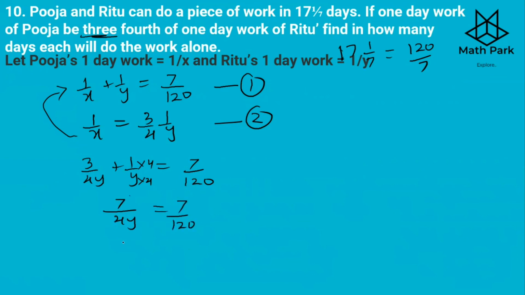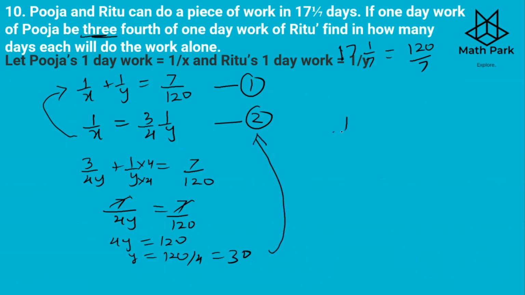So the 7 cancels from here. We get 4y is equal to 120. We get y is equal to 120 divided by 4, which is 30. Got it? Substitute this value in equation number 2. We are going to put this value of y is equal to 30 in equation number 2.